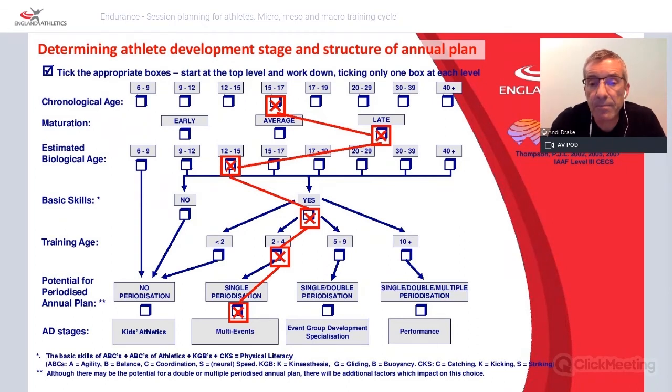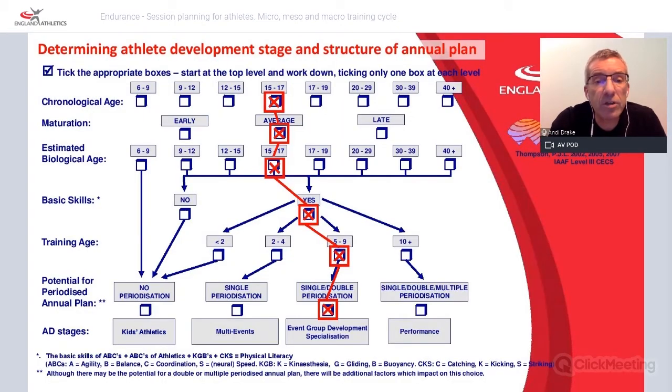And if we contrast that with an athlete of the same chronological age but average maturation, so their biological age probably matches pretty close to their chronological age, they've got the basic skills, but they've got a greater training age. They've been training for over 5 years. So that perhaps gives them some options in terms of a double periodized year.